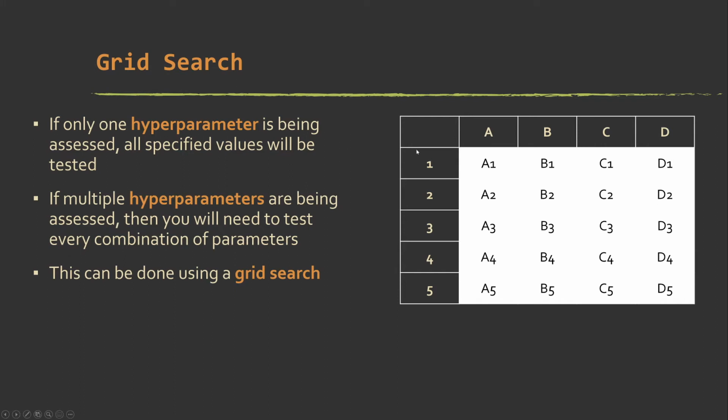So in this example, I have 2 hyperparameters. This hyperparameter has values A, B, C, and D, and this hyperparameter has values 1, 2, 3, 4, and 5. So we need to actually test each combination. So A and 1, B and 1, C and 1. Then A and 2, B and 2, C and 2, and so on and so forth.